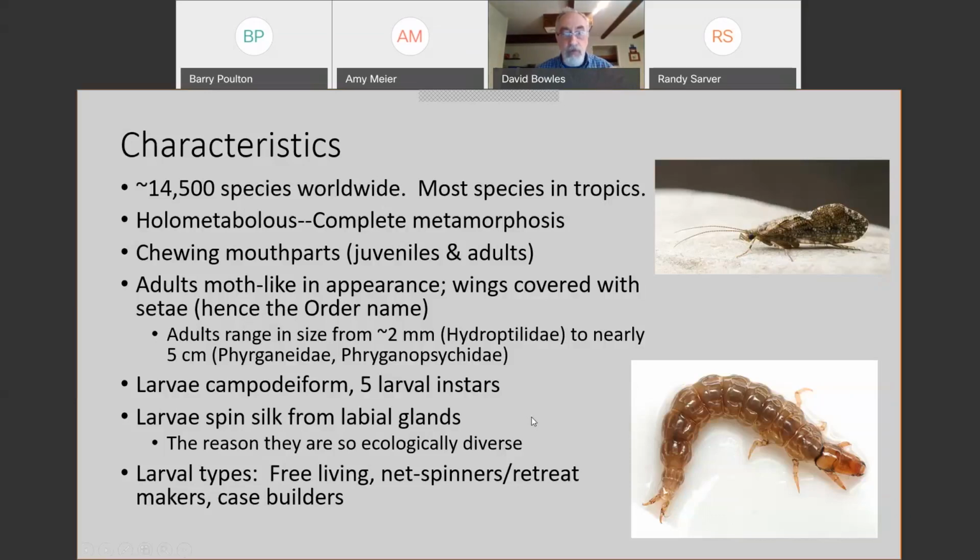They have a common duct from which the silk emerges, but they have a labial gland on each side of the head. And that is the reason why they are so ecologically diverse, because they've adapted to using the silk in many different ways. It helps them form their retreats and their cases. And there are also some free living forms that we'll talk about that still use silk. I'll save that for a moment, but silk is very important to caddisflies and their diversity.